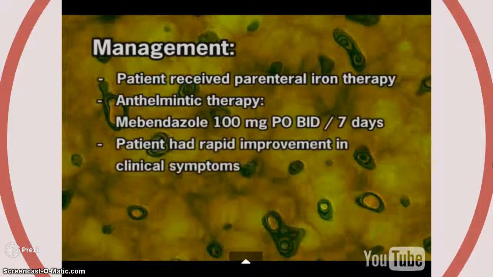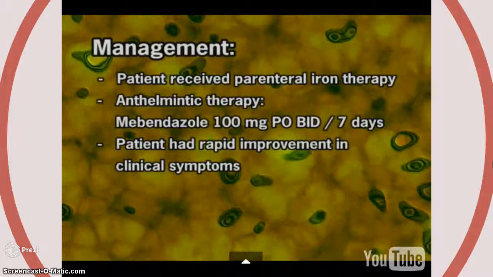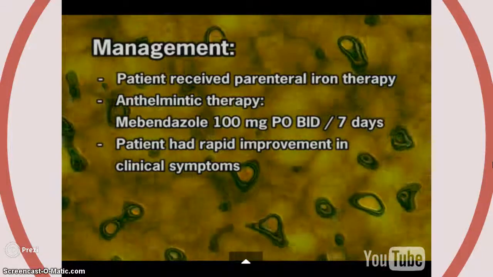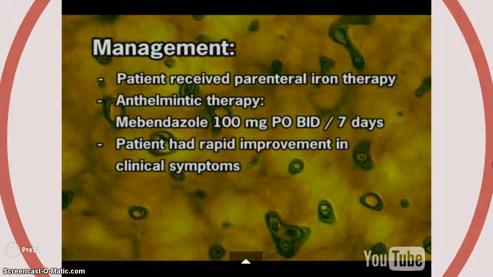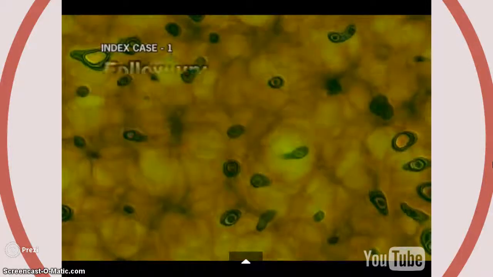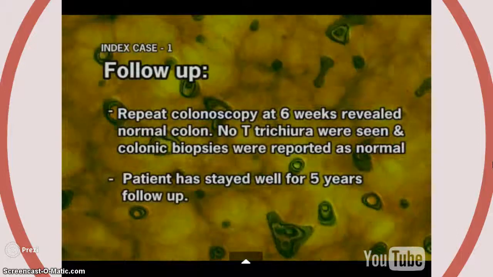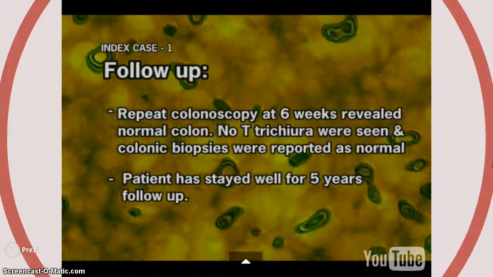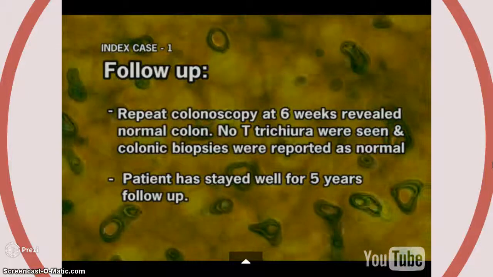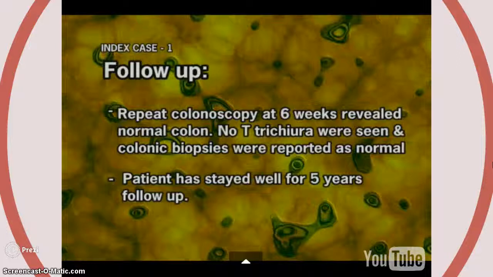The patient received parenteral iron therapy and effective anthelminthic therapy. She had rapid improvement in abdominal pain, diarrhea and hematochezia settled, and she showed improvement in her blood indices. A repeat colonoscopic examination at 6 weeks follow-up showed normal colonic mucosa, and repeat biopsies did not show any Trichuris trichiura worms or eggs. She stayed asymptomatic for 5 years in the follow-up.